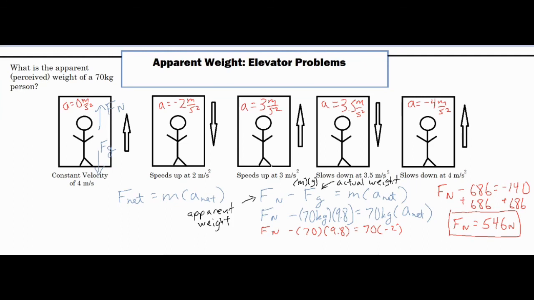So to sum things up, we're going to set up Fnet equal to ma. And then with our different elevator problems, our Fnet type formula is going to look like this, Fn minus Fg. Our Fg is going to be pretty consistent because that's our actual weight. So we're going to take our mass times our 9.8. Our Fn is our unknown variable that we're solving for. That's how heavy we feel. And then on the right side over here, we have our m and our a. The mass is still the 70 kilograms, the number we're given in the problem. We're just going to have to make sure we correctly identify our net acceleration in each of the scenarios and then plug that in here, do a little bit of algebra, and then solve for our normal force.